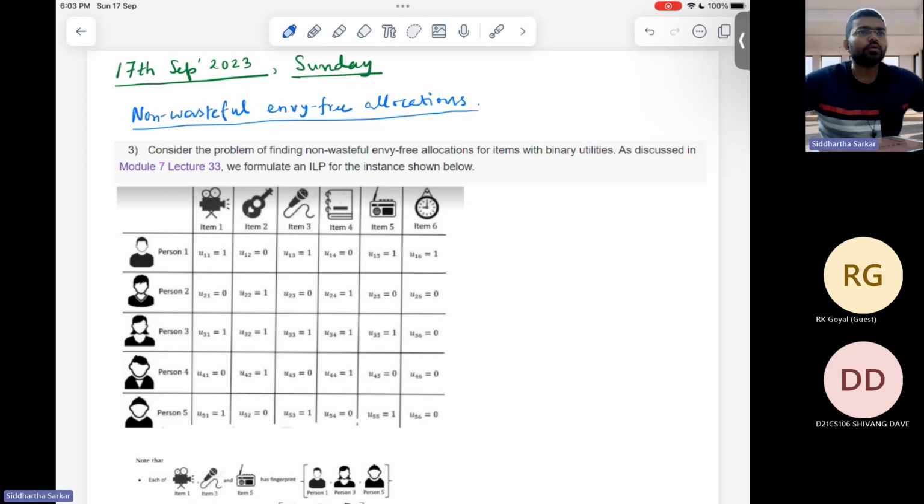Last time we were not able to discuss many problems because we discussed other things which were requested by you. So in this session, we will only discuss problems which are related to the assignments of this week, which has deadline on this Wednesday. In the process, we will learn something called non-wasteful envy-free allocations. So without further ado, let's start.